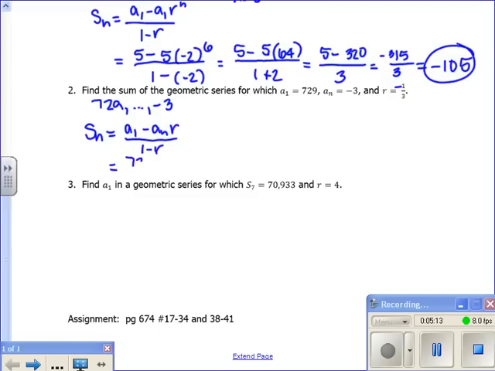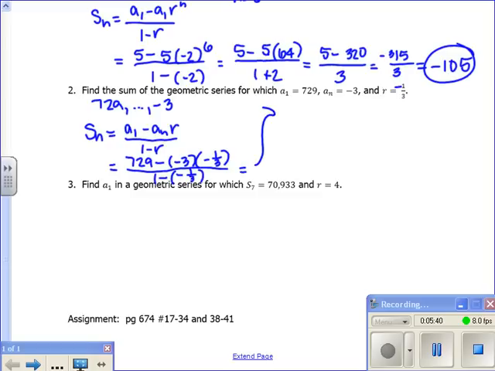Our a sub 1 is 729. My a sub n is negative 3. And my r is negative 1/3. Now the reason I picked the second one to use is because we know our a sub n. In the first one, we don't have an a sub n spot to plug in. This one we know our a sub n, so let's use the one with the a sub n in it, right? 1 minus r would be 1 minus a negative 1/3.